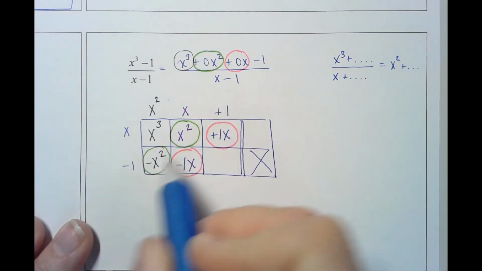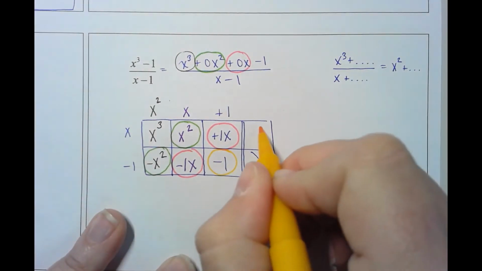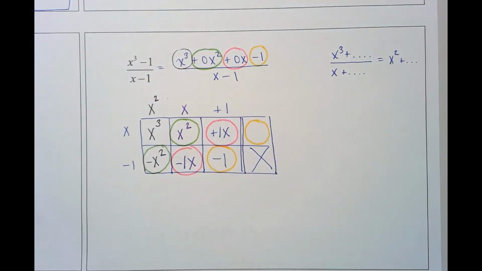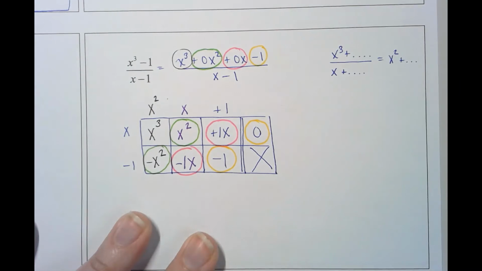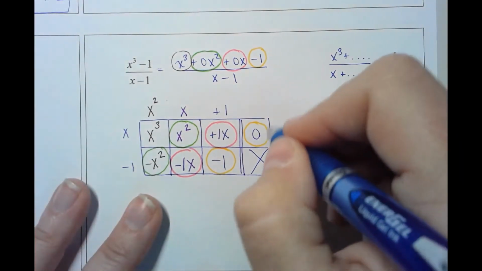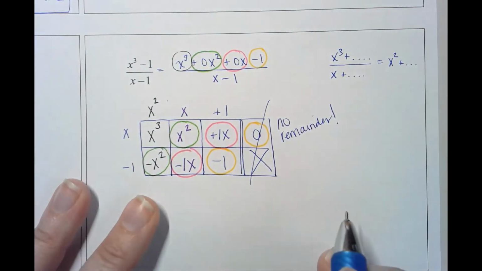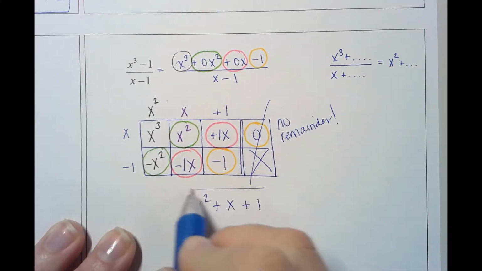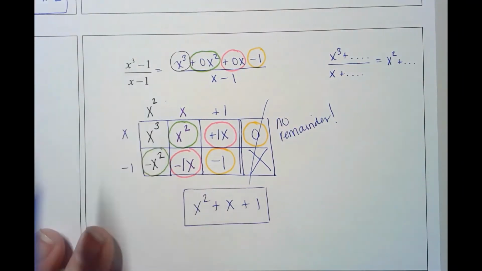1 times x is x, 1 times negative 1 is negative 1, which starts the next diagonal. And my constant is negative 1. I already have a negative 1, which means I don't have anything left over, right? You can put a 0 there. You could just cross it off because we don't need it. There's no remainder, which is different from the last few that we've done, isn't it? So my answer, straight across the top, x squared plus x plus 1. And because there's no remainder, that means x minus 1 goes into this cubic polynomial evenly.